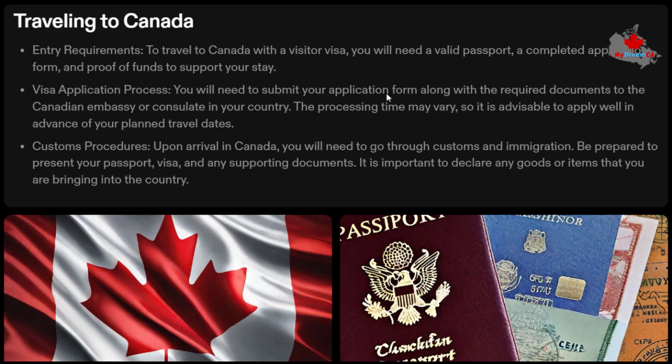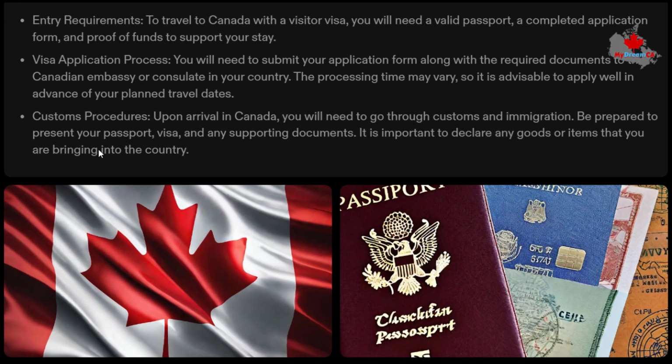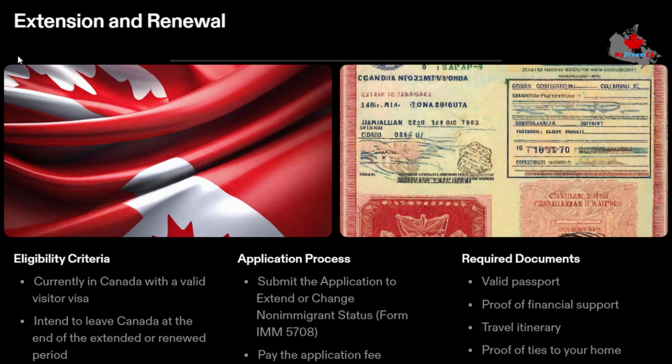To travel to Canada with a visitor visa, you will need a valid passport, a completed application form, and proof of funds to support your stay. The application process, you already know. The customs procedure: upon arrival in Canada, you will need to go through customs and immigration, so be prepared to present your passport, visa, and any supporting documents. It is important to declare any goods or items that you are bringing with you from your country.